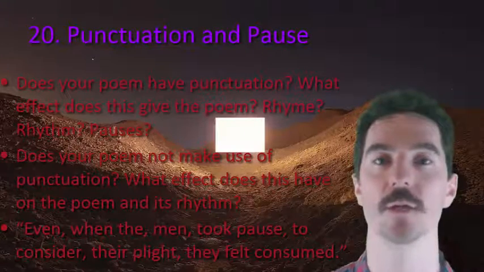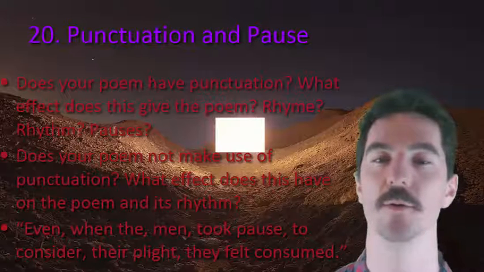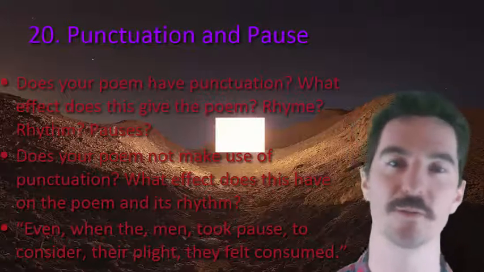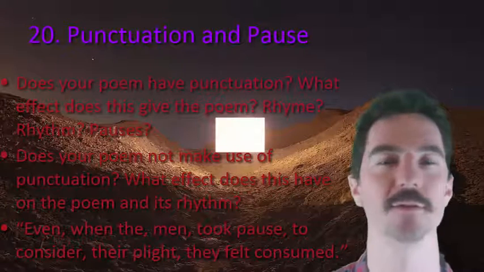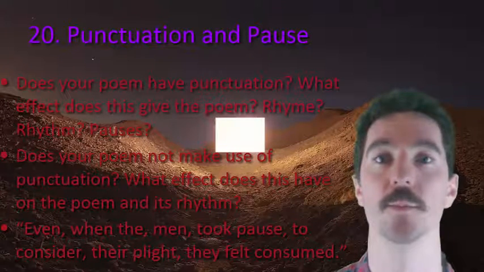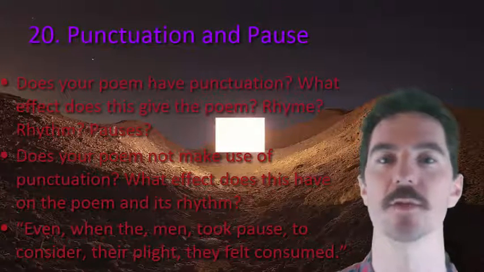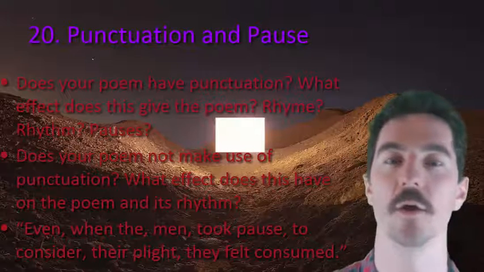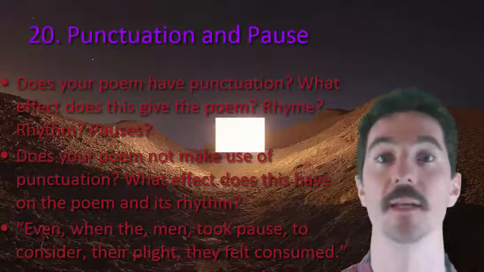20 is punctuation and pause. So here you just get to talk about all the little marks that aren't the words on the page. So full stops, commas, semicolons, colons, and so on. And you're looking specifically at how this punctuation makes you pause, slow down, or the lack of it makes you speed up as you read and perform a poem.